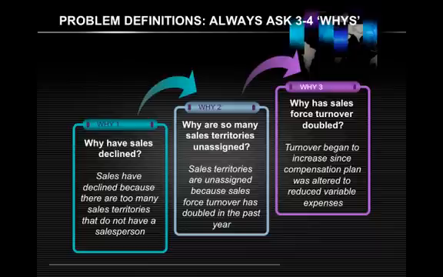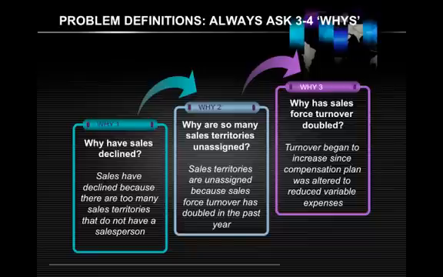Brilliant. So then you dig deeper and then you ask, okay, so why is it that there are so many territories unassigned to salespeople? Why is it that there are so many territories without salespeople? It doesn't make any sense. Now, the reason why there are so many sales territories that are unassigned is because so many salespeople have left the company in the past 1 year. So the turnover or the attrition rate has essentially doubled in the sales department.